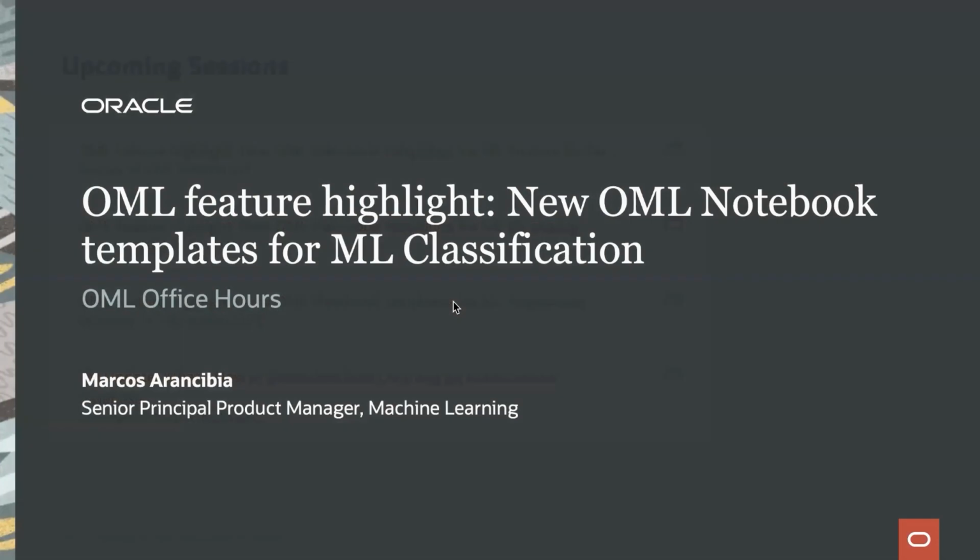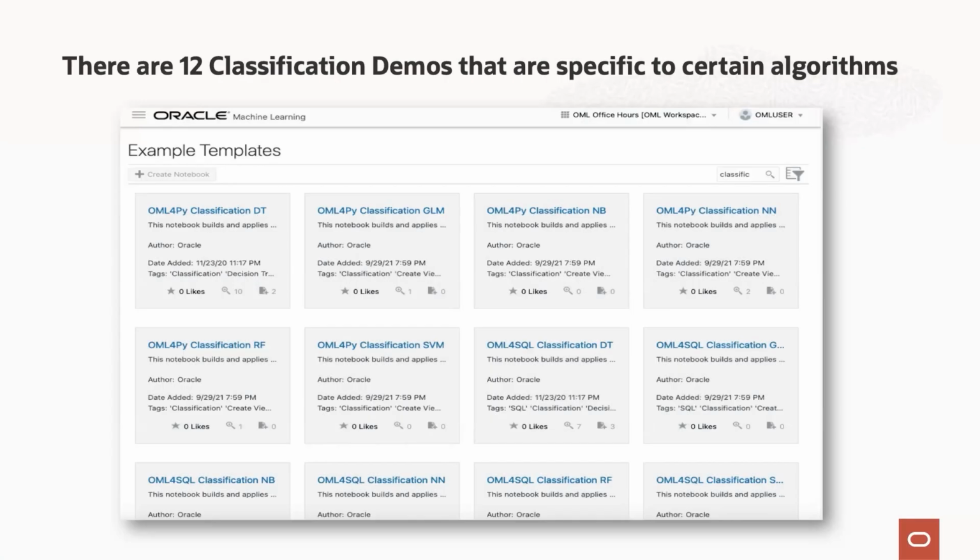All right, so let's take a look then at the classification templates we have. I'm going to be going through the software with you. If you were to look at the example templates that exist today, you would find that there are 12 classification demos that contain specific algorithms and that are specific to a language. If you look at the listing, half of them here have Python, OML for Py, and the other half are SQL based, okay?